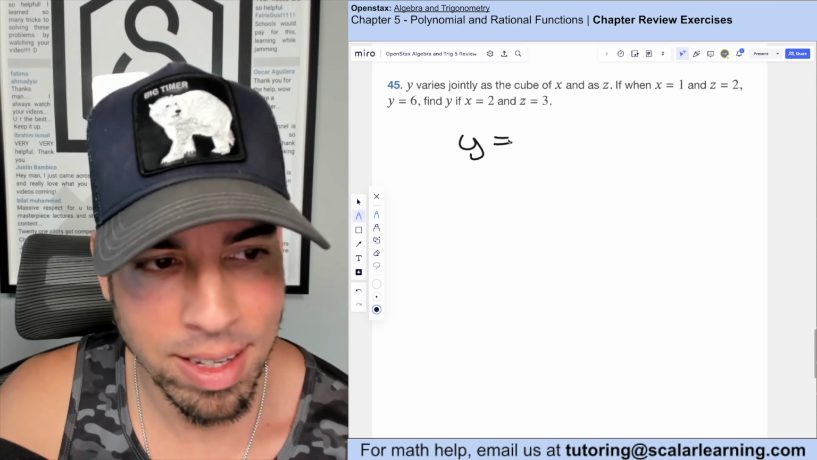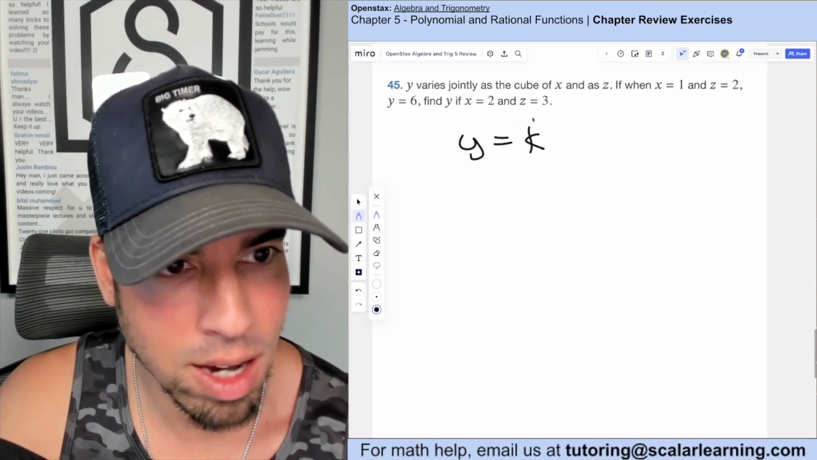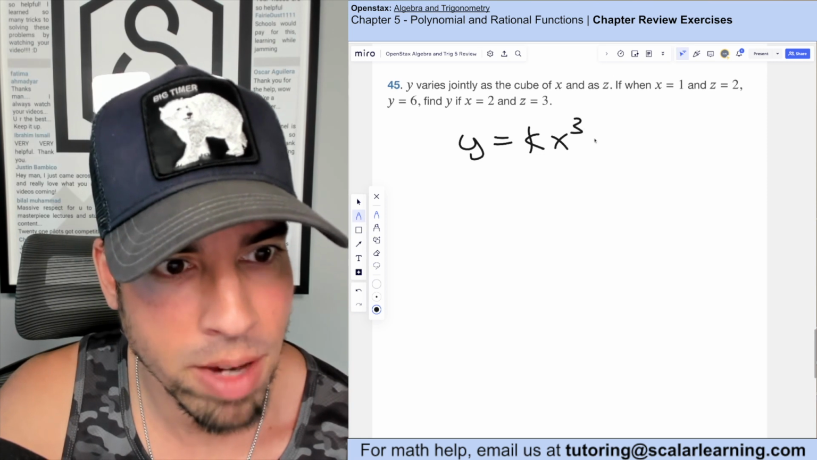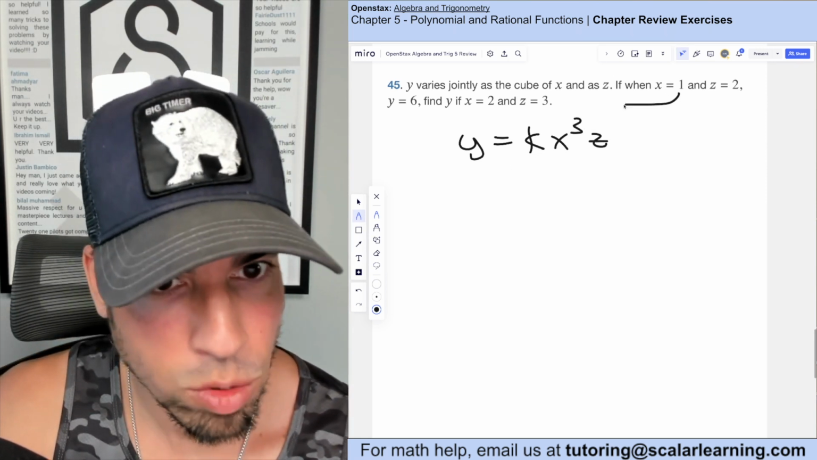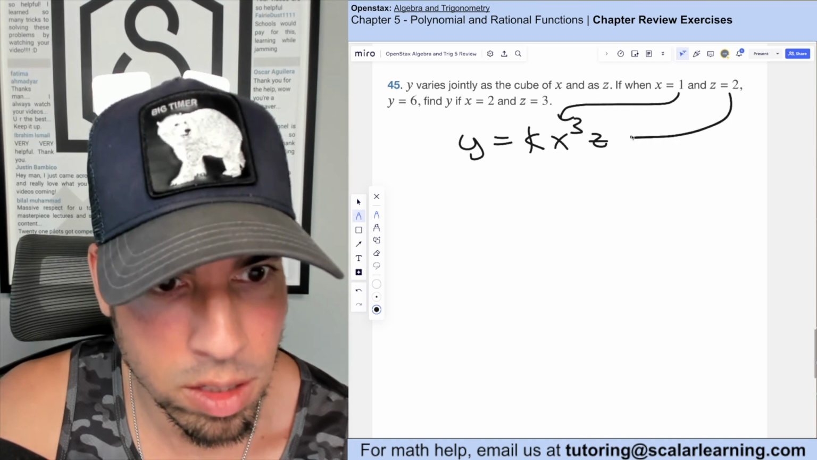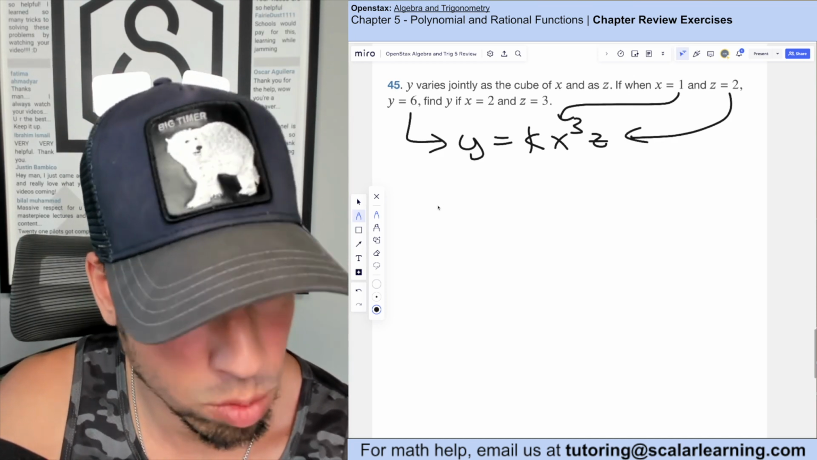For this one, it says y varies jointly as the cube of x and as z. So jointly, again, it's like that direct variation, k, the constant times the cube of x and z. So now we got our equation. Now we need to solve for k, and it says when x is 1, z is 2, and y is 6. So we're going to plug and chug.